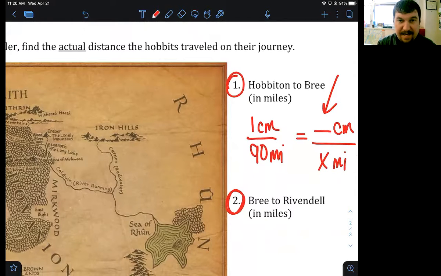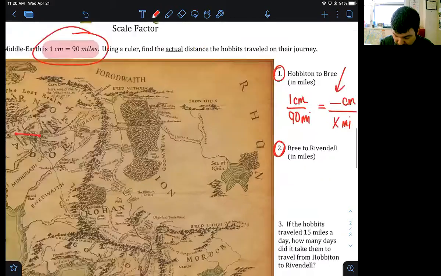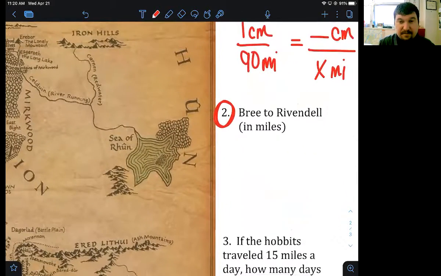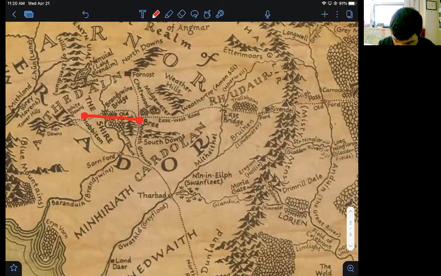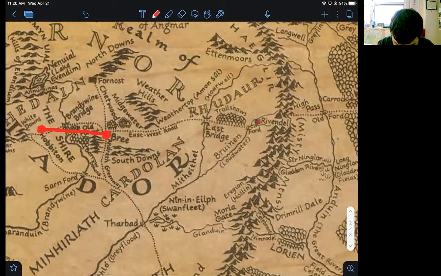So you need to plug an answer in there. You need to measure and find out how many centimeters it is on the map. You're going to do the same thing for number 2 to find the distance from Bree to Rivendale. Okay, now Rivendale is over here along the Misty Mountains. Use a different color. Okay, and so again, you can just do a straight line. They pretty much follow that road for the most part. You can just do a straight line from Bree to Rivendale to see what that distance is.